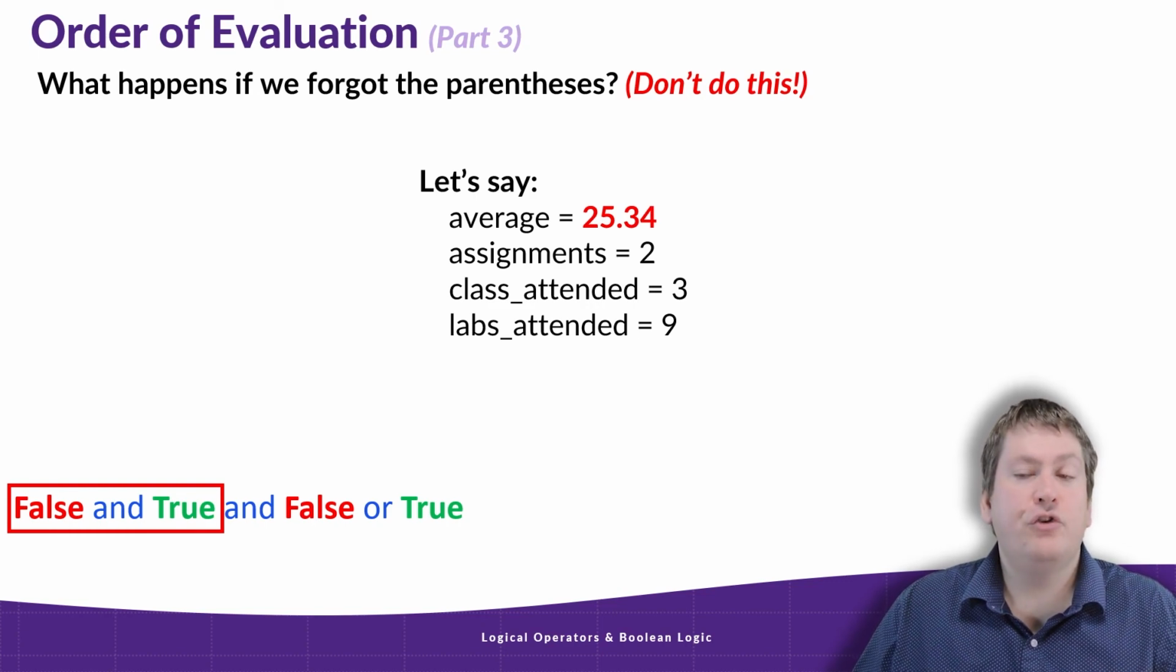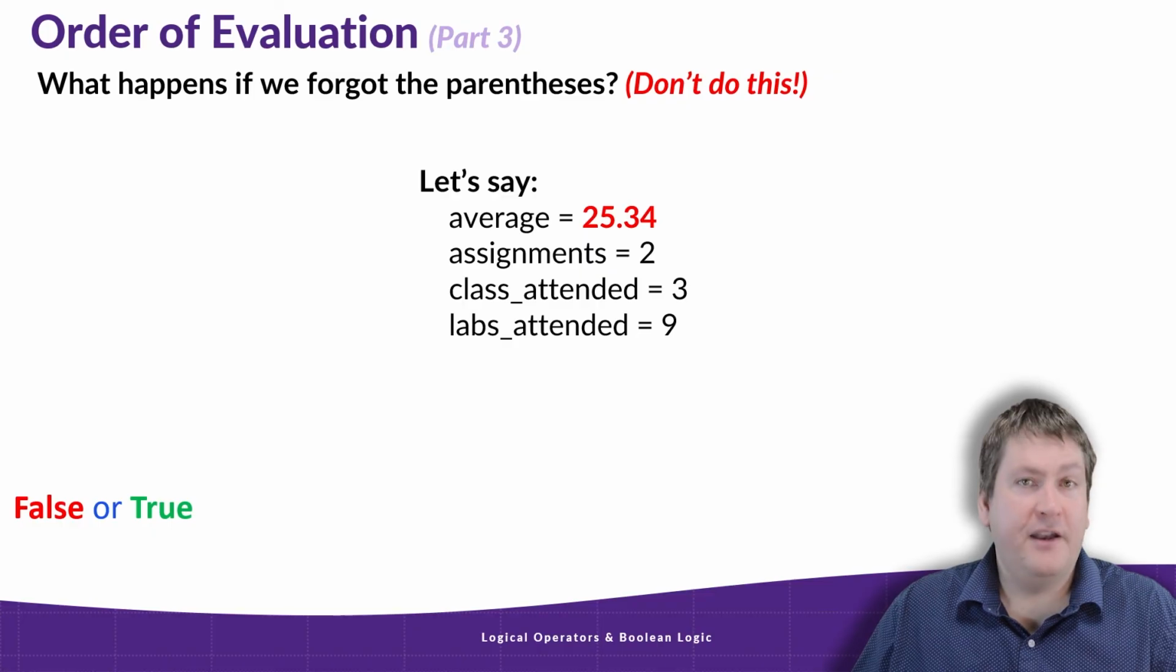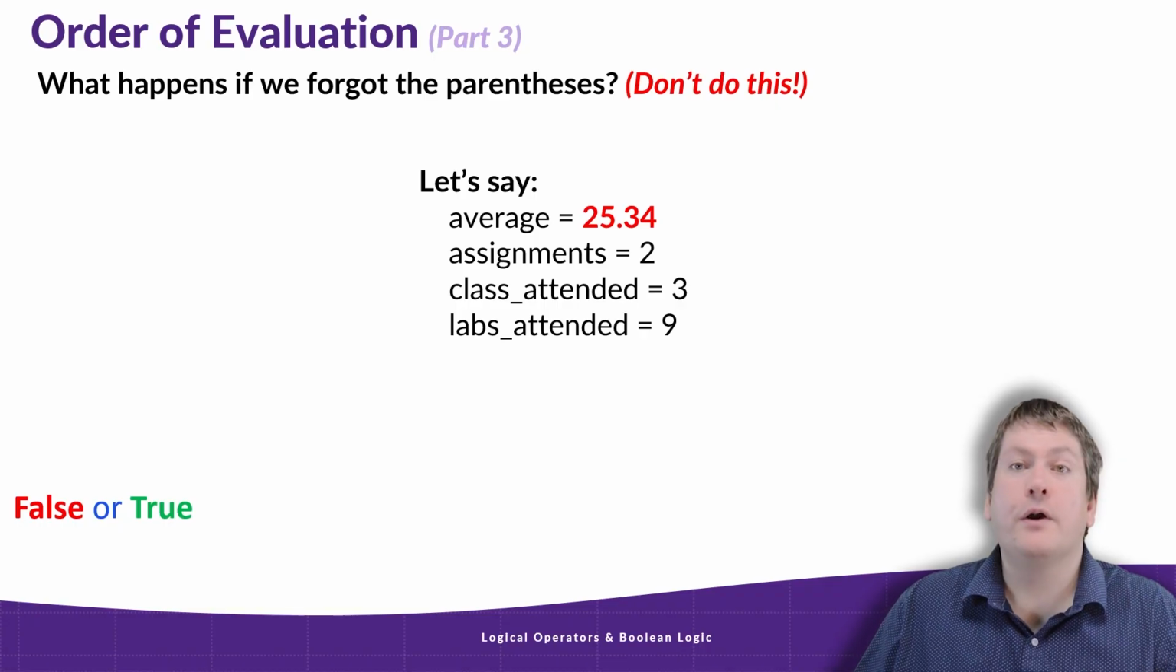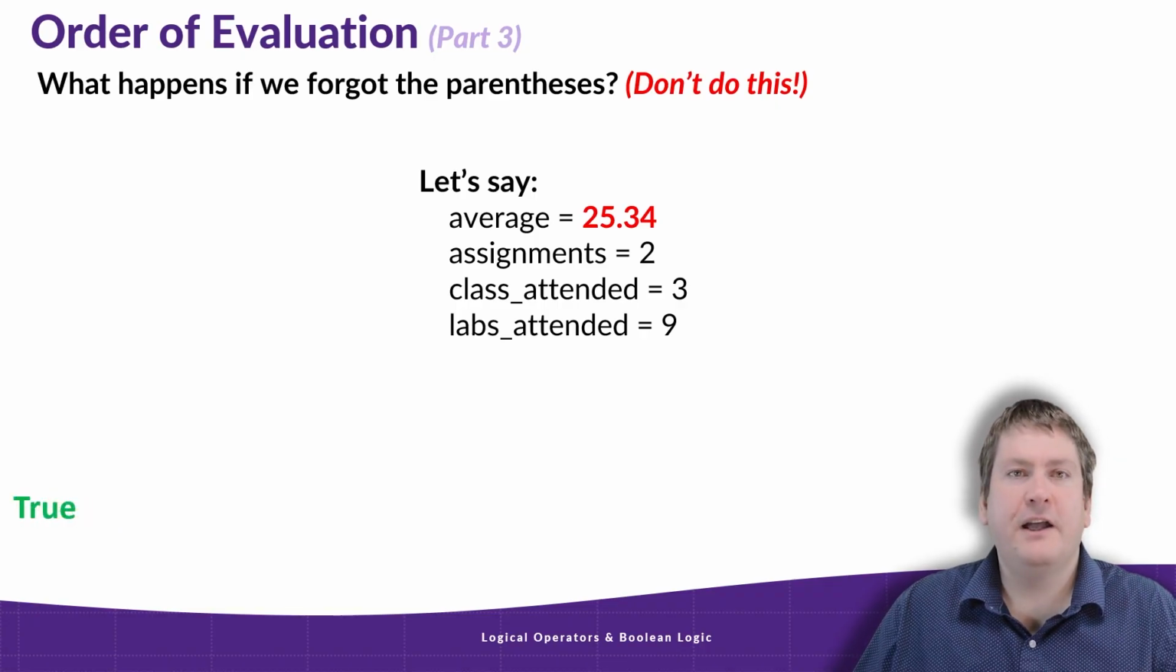And false and true is going to result in false. Next, we evaluate the next AND, which results in another false, because false and false is false. So lastly, we are left with false or true. And that's going to evaluate to true, because with OR, either side being true results in a true.